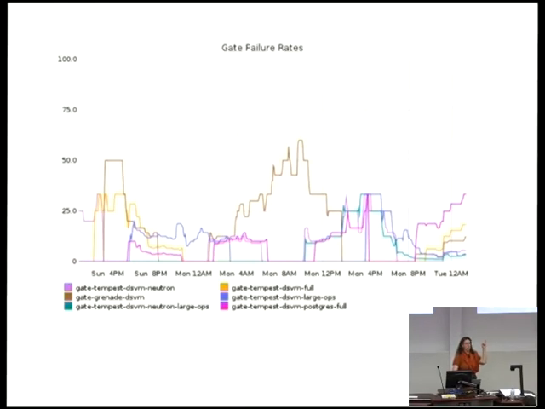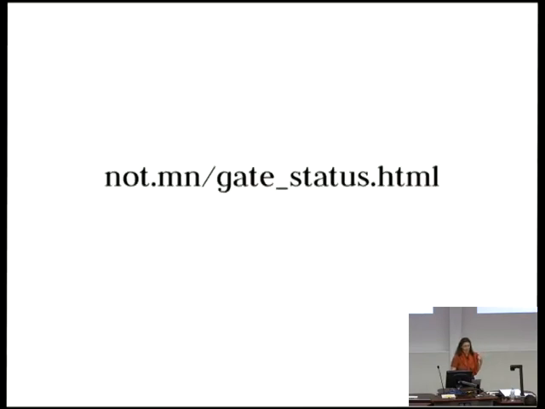There might be a job that's having a problem with a dependency or a requirement that changed versions. And no matter what you do to your patch, it's not going to pass. So come on over here, take a look, and see what's happening at Elastic Recheck. There is another gate status page, and this is at Not My Name's website, and that's gate_status.html.